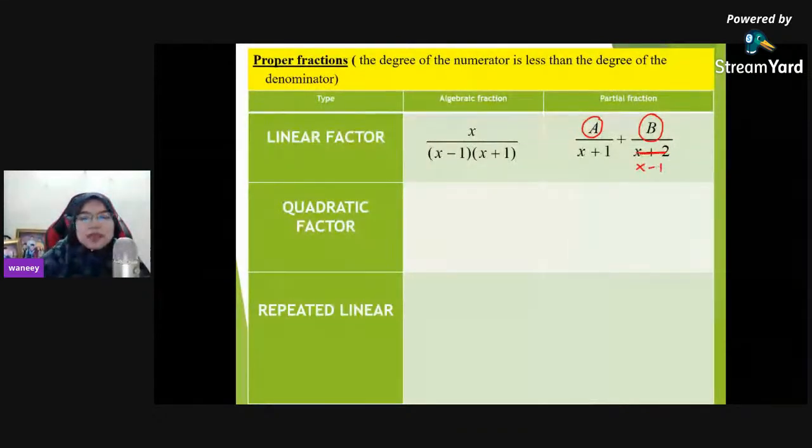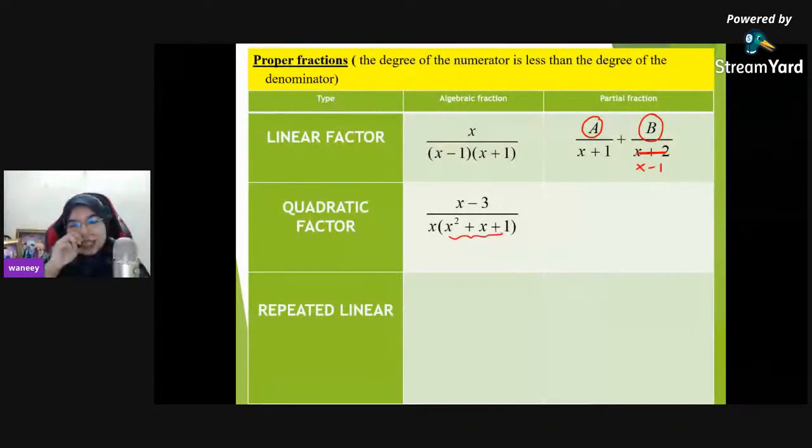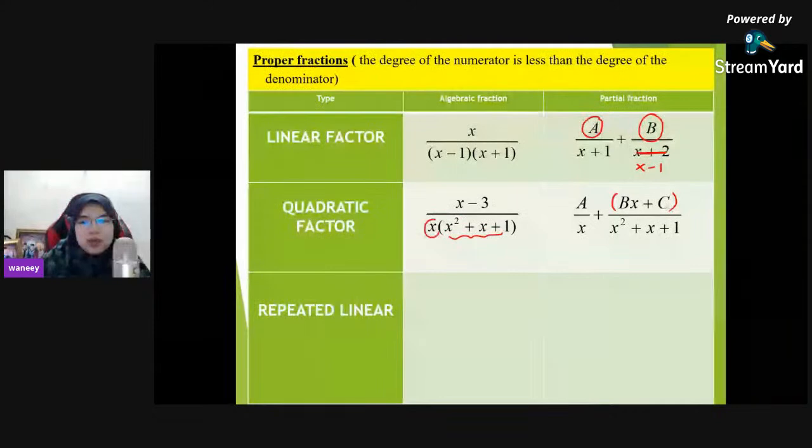Okay, so for a quadratic factor, for example, x minus 2 over x squared plus x plus b. If you have a quadratic, you should check first, can you factorize it or not? If you cannot factorize it, then this one will become bx plus c. So x is linear, so that is why we have a constant a. But x squared plus x plus c is a quadratic that cannot be factorized, so that is why you have bx plus c.